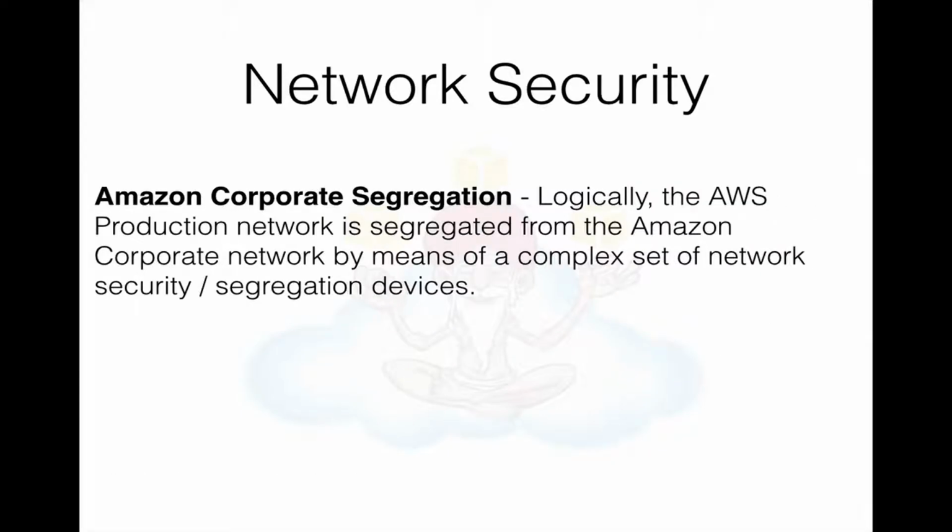Another question, actually, this came up in my exam, about corporate segmentation or segregation. Logically, the AWS production network is segregated from the Amazon corporate network by means of a complex set of network security and segregation devices. So I think in my exam it said something like, is the Amazon.com network the same as the AWS network, or something like that, and you just say no, it's segregated.